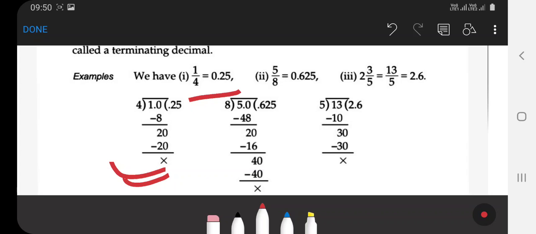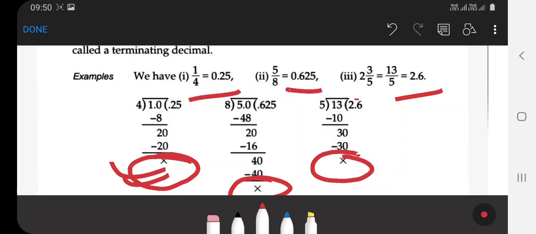0.25. Similarly, 5 by 8, you divide. Now your answer is 0.625. 2 whole 3 by 5, that is equal to 13 by 5. Your answer is 2.6. In each of these cases, the remainder becomes 0. When the remainder becomes 0, then the decimal expansion is terminated. It is called a terminating decimal. Clear?